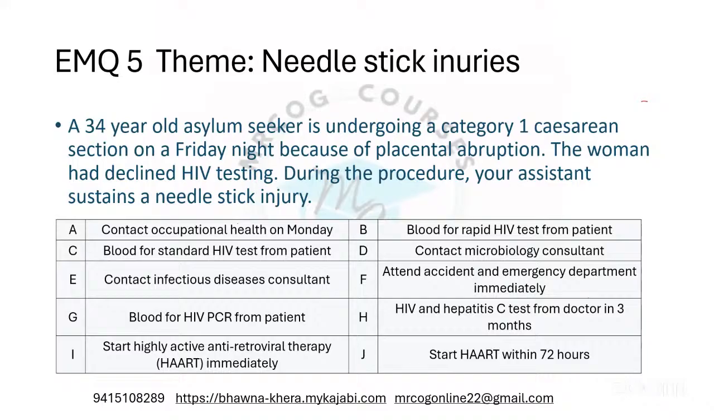Now, occupational health will not be open on Friday night. So Friday night is the clue here. On Friday night, that would not be open, so we cannot wait till Monday. If we wait till Monday, the window is over. So right now we can go to the accident and emergency immediately. So F is the correct answer.